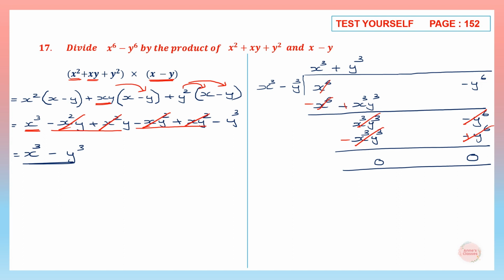So what do we have as our quotient? x cubed plus y cubed. So what is our final answer? Our final answer is x cubed plus y cubed. This is our final answer.